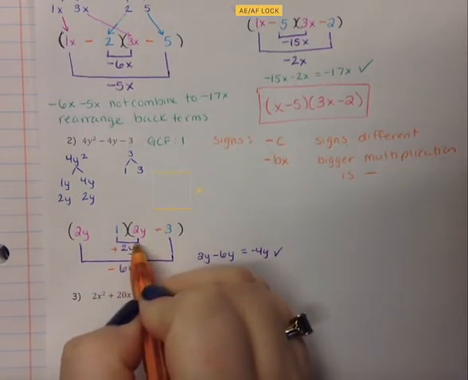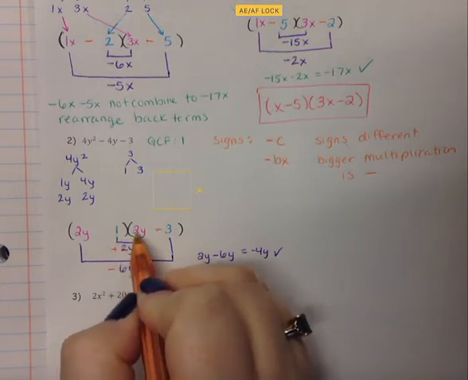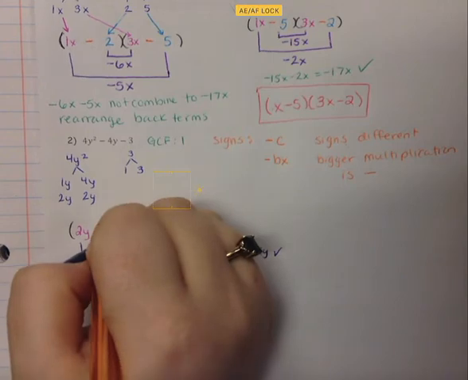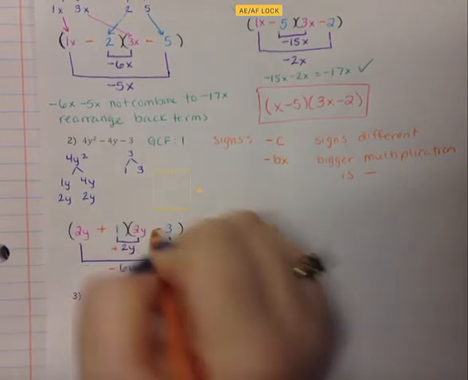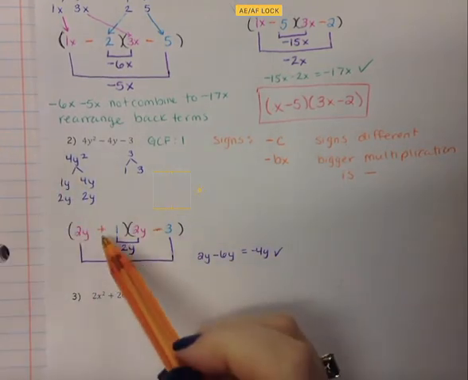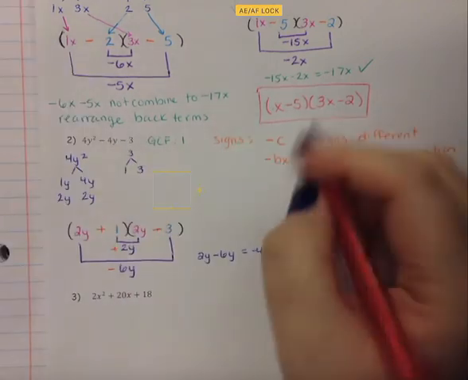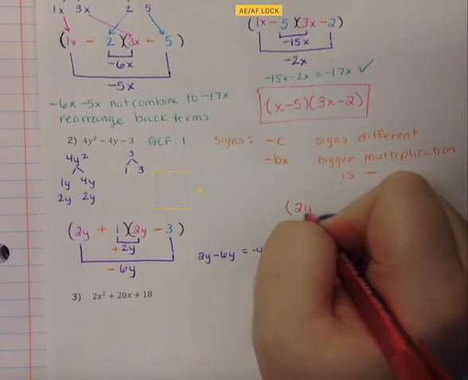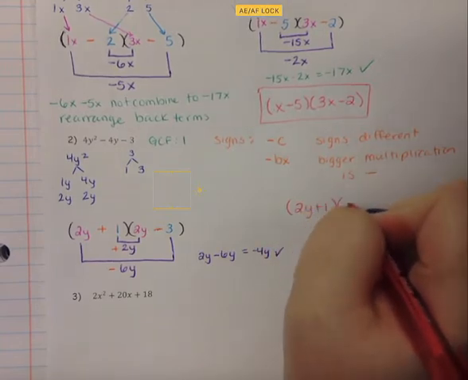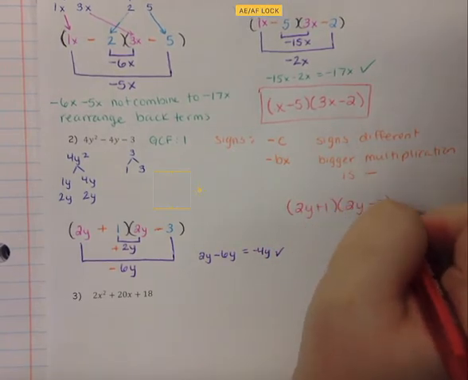Because the 2 is attached to the 2y and the 1, the positive is attached to the 2y and the 1, so both of these have to be positive. Now that I have the correct signs, the correct values in here, I can write out my answer. It's parentheses 2y plus 1, parentheses, parentheses, 2y minus 3, close parentheses.